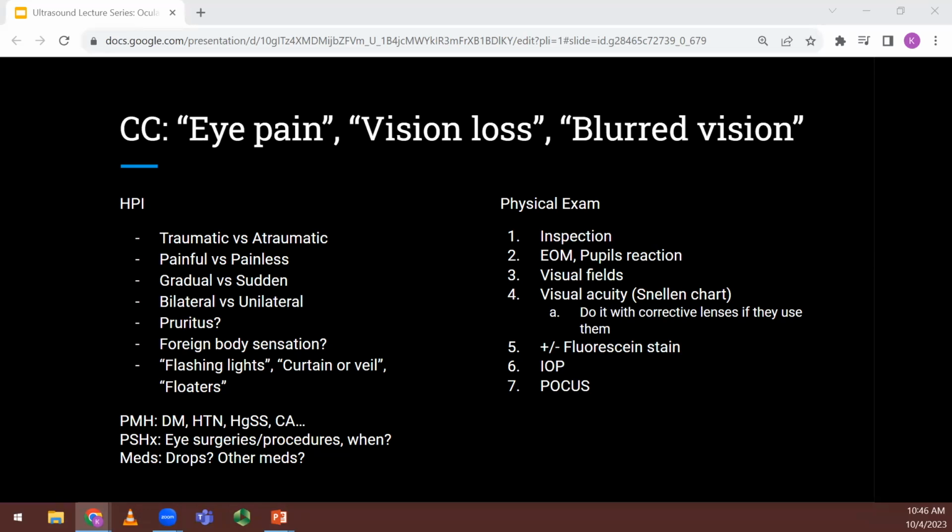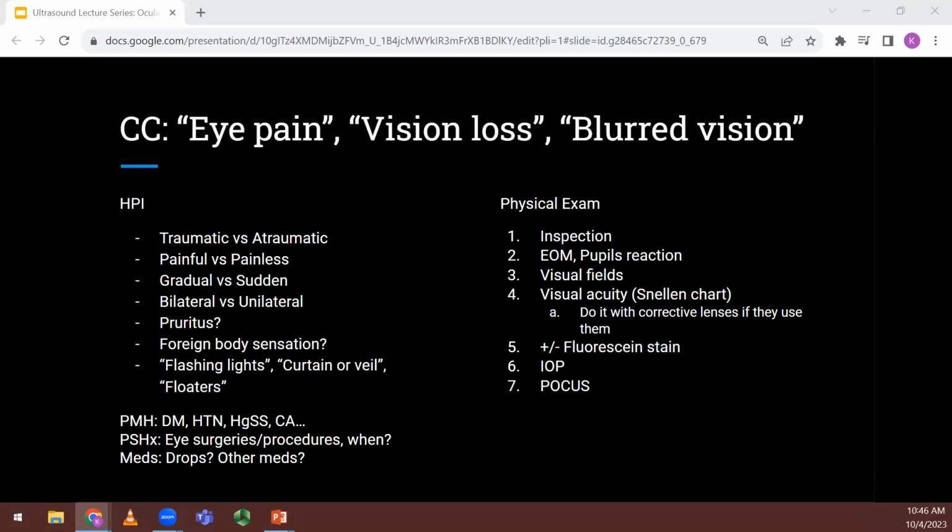Another thing is that with eye complaints, there are a lot of pathologies, and depending, of course, on whether the patient is a good historian or not, they are going to tell you very similar stories for different kinds of pathologies. So it's important to do your physical exam. You're going to start with the inspection, right? And you can do it without any instruments, but if you want to be more thorough, you can use a slit lamp as well. You're going to assess your extraocular movements, the pupillary reaction.